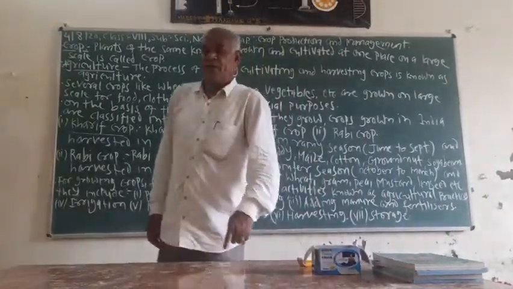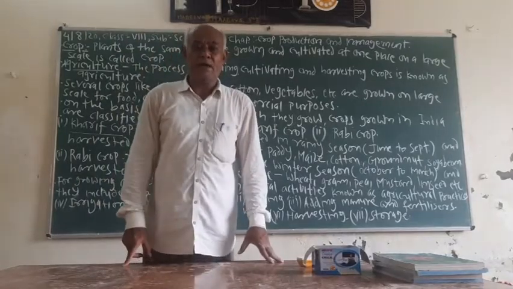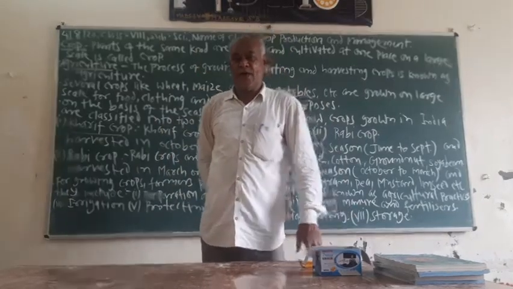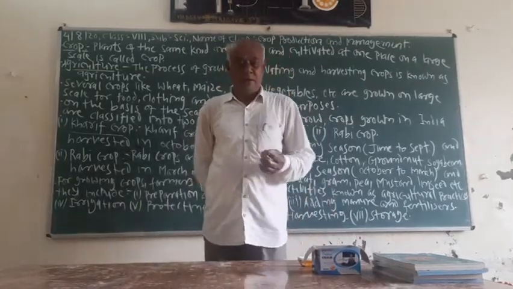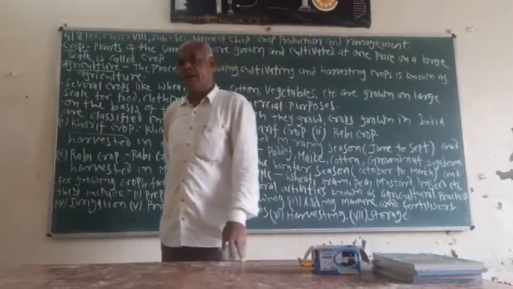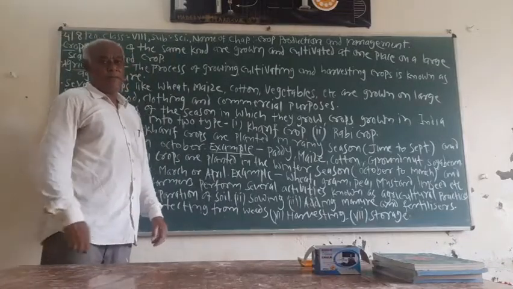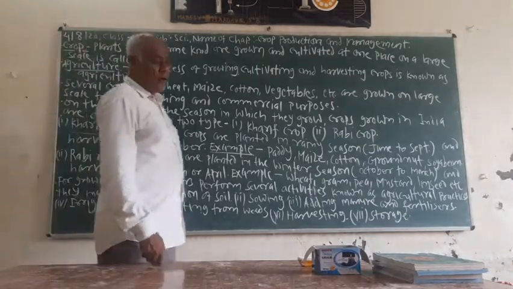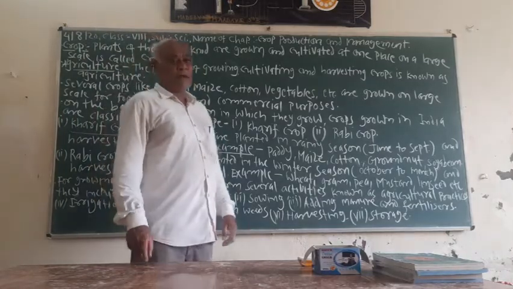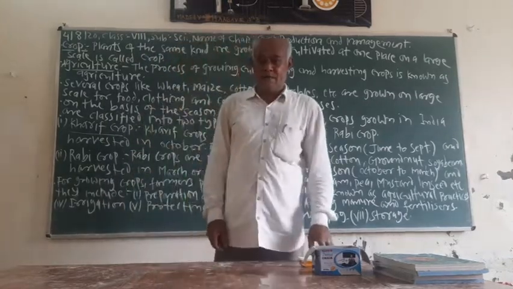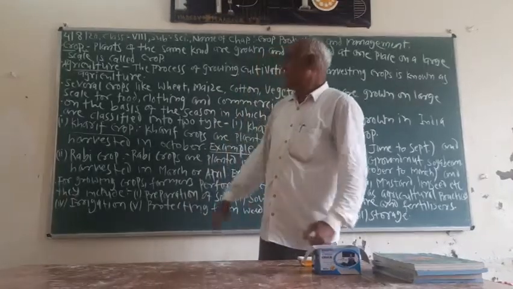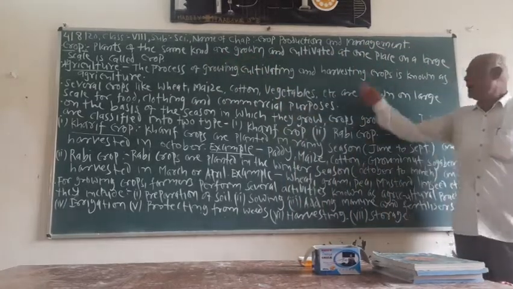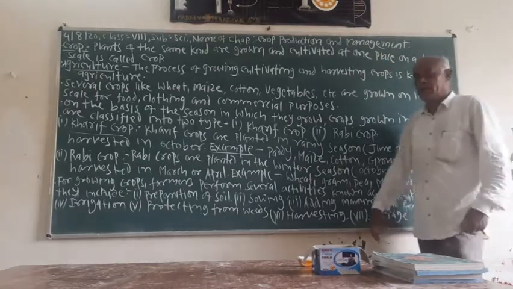In this lesson we learn what a crop is, the types of crops, and the agricultural practices required for the production of crops. A crop is when plants of the same kind are grown and cultivated at one place on a large scale.